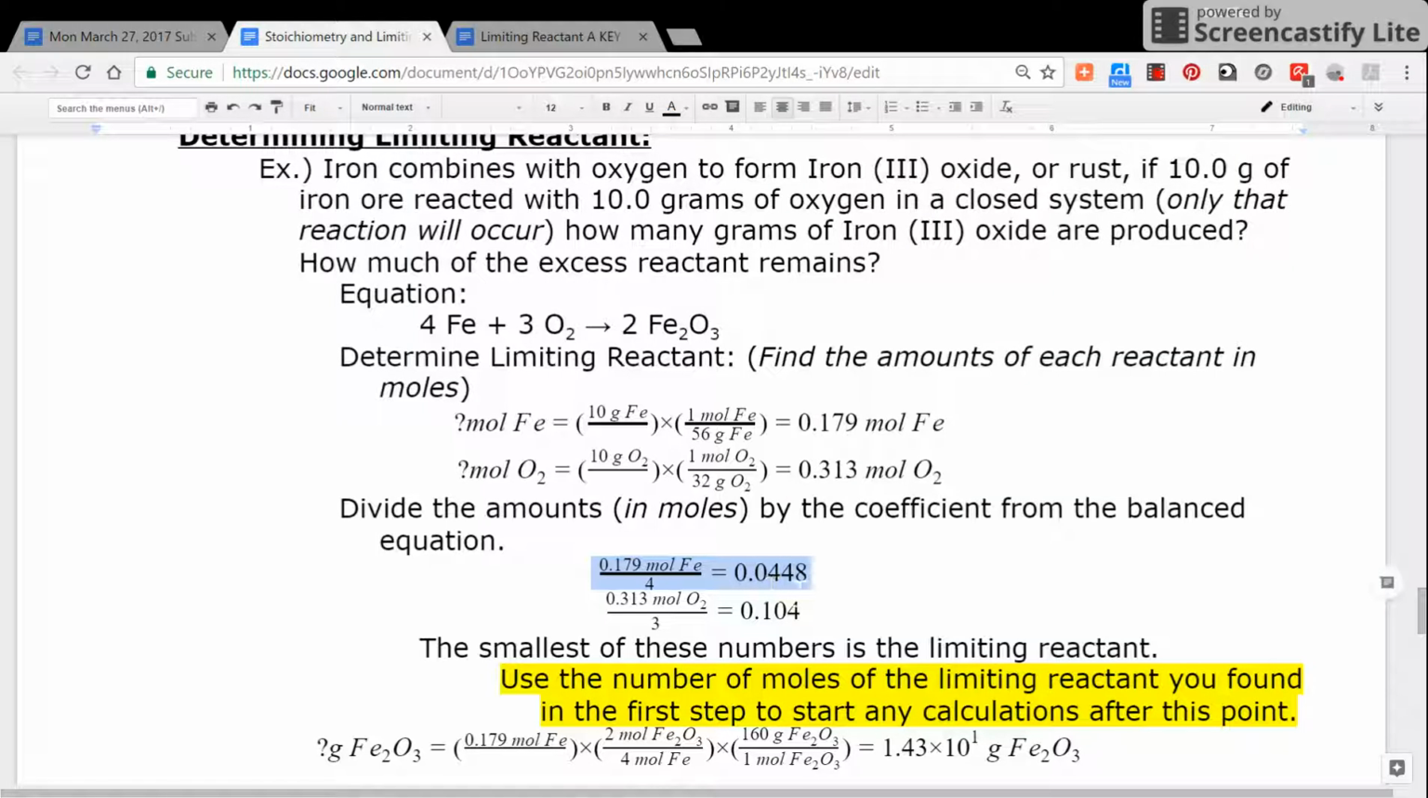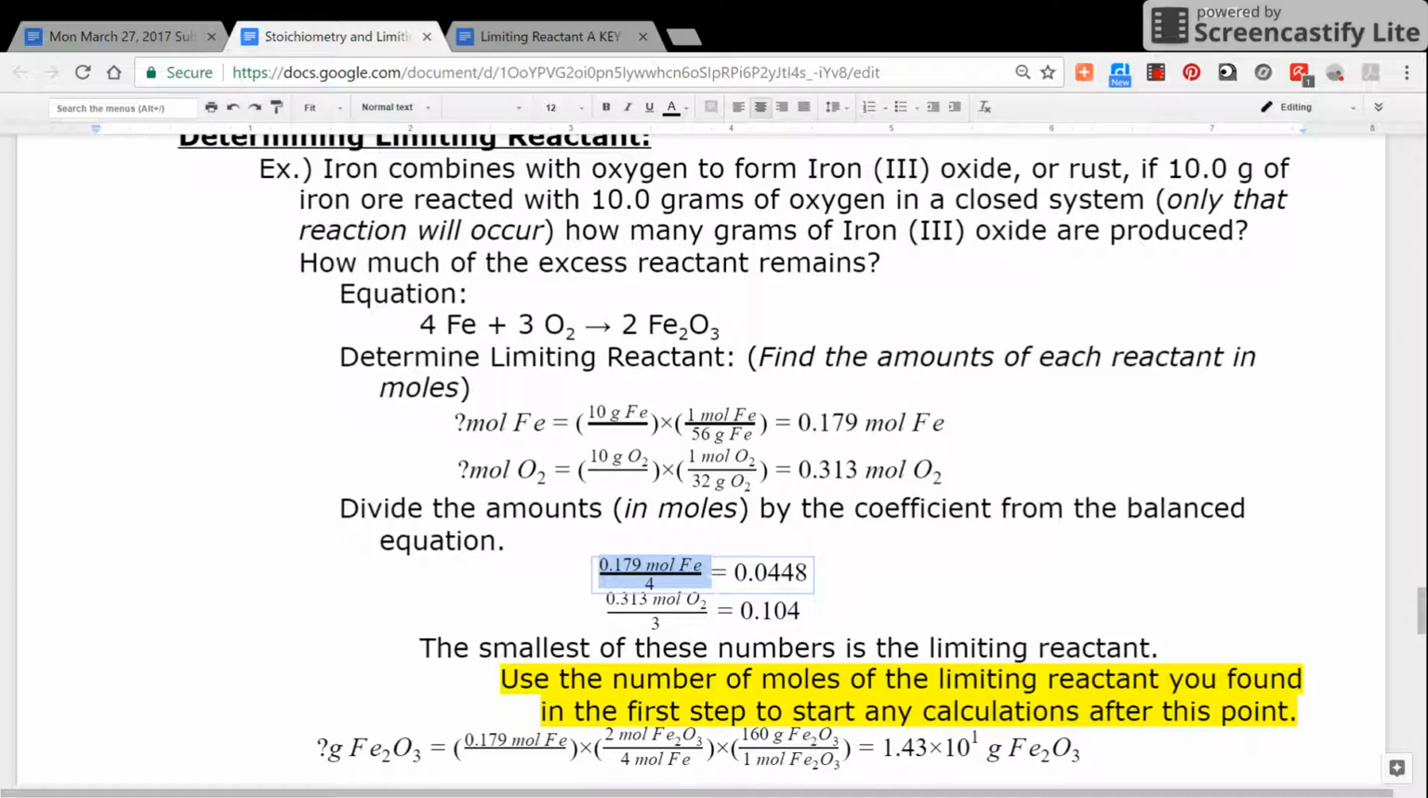So this one is a lower number. That means that iron is our limiting reactant. This number we found here after we divided doesn't really mean anything. We're not going to use this number in the rest of the problem. What we are going to use is the number of moles.